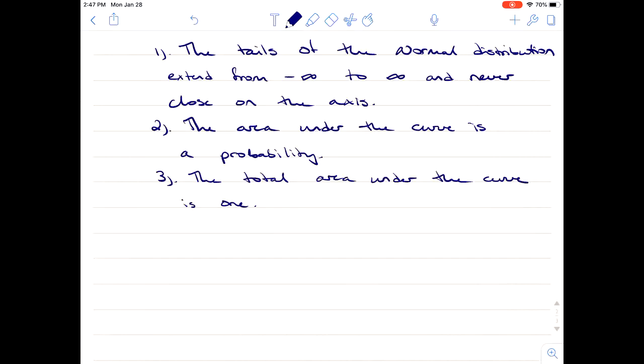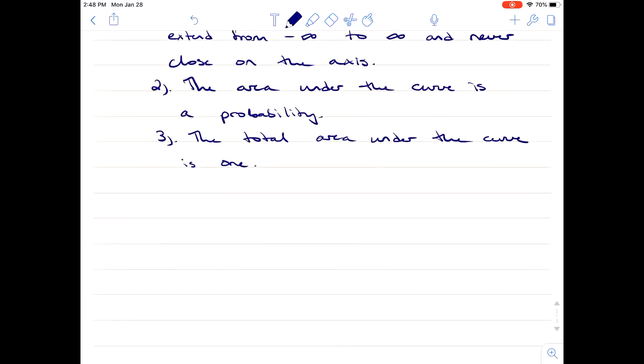To me, that's kind of a mind-boggling thing, right? Because we said these tails extend from negative infinity to positive infinity, and they never close on the axis, but somehow, through calculus, we can prove that the total area under the curve is still 1. It's weird. But for us, we just take them as facts. There's proofs behind it, but we're not going to do them. I find that a hard concept to wrap my head around, but it's just a fact for us. And so the total area under the curve is 1.